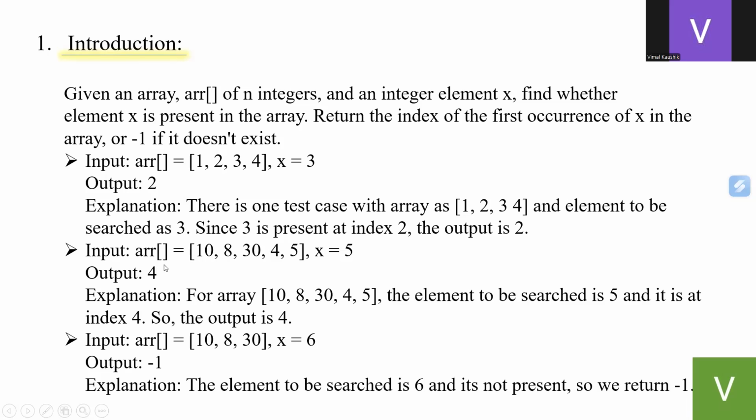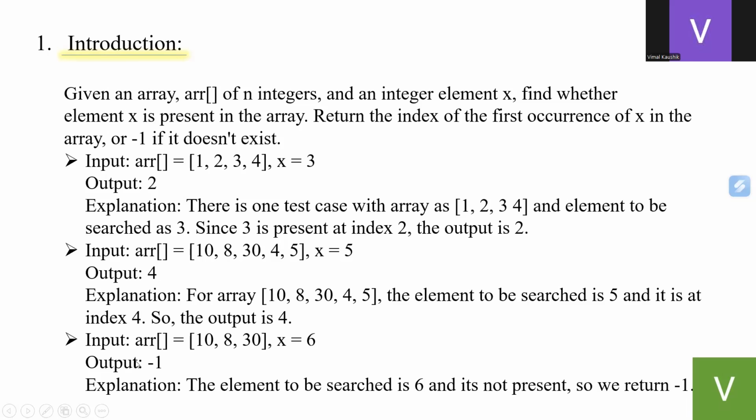Similarly, let us observe another example. Here let us consider an array of 5 values: 10, 8, 30, 4 and 5. Here the target element is 5. Now the target element 5 is compared with the first element of the array, 10 is not equal to 5. So now the target element is compared with the second element, which is 8, not equal to 5. And so on, we will compare with the third element, the fourth element. Now at last we will compare the fifth element with the target element. They are equal, so the index of the last element is returned as the output.